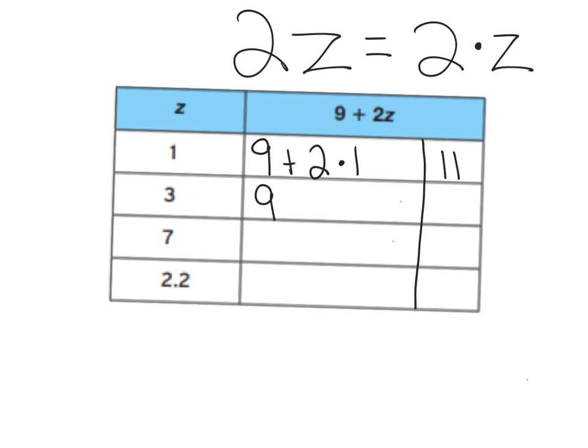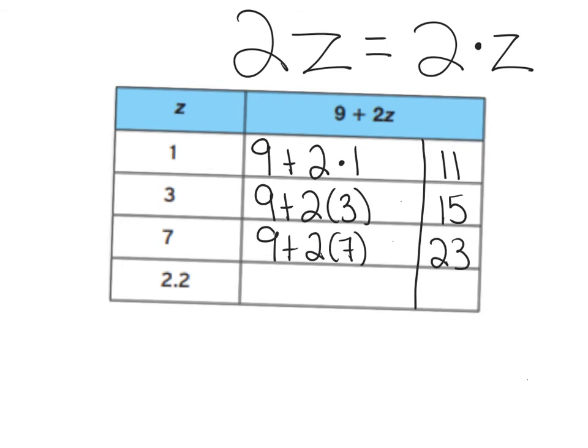So now we're going to plug the 3 in. 9 plus 2, and sometimes you'll see people put it in parentheses, which also means multiply. So 2 times 3 is 6, plus the 9 is 15. Then once again, we have 9 plus 2 times 7, and 2 times 7 is 14, plus the 9 is 23. And then the last one, we have 9 plus 2 times 2 and 2 tenths.